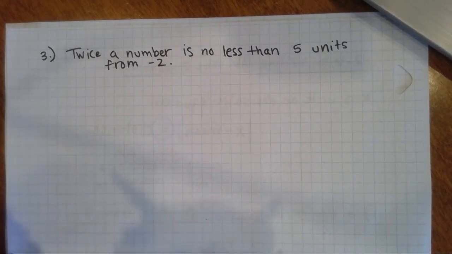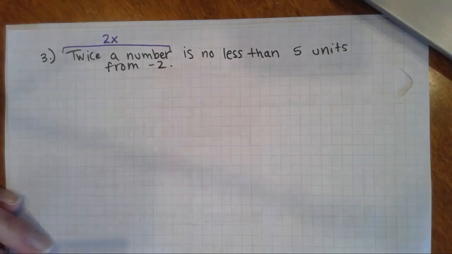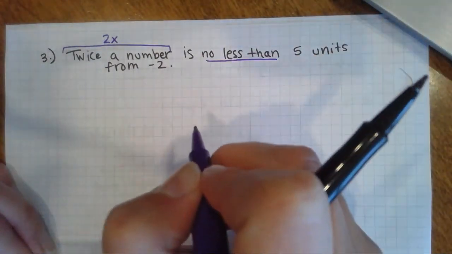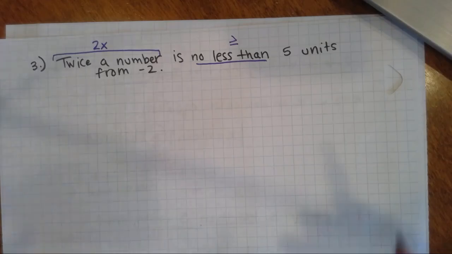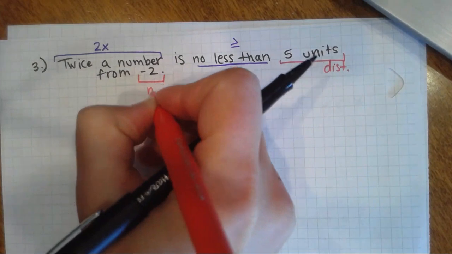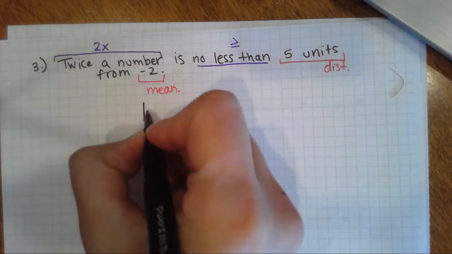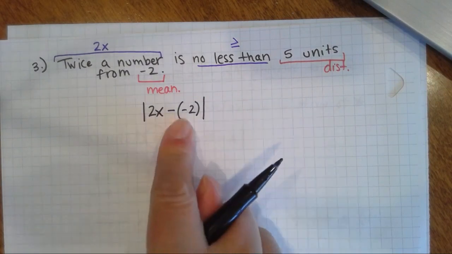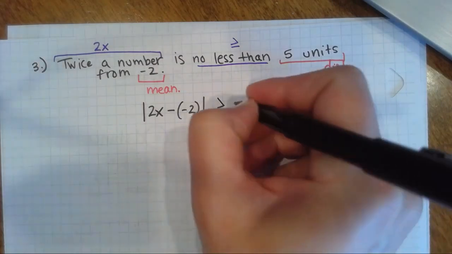So what do we have here? First, twice a number, we would write that 2x, right? Twice a number is 2 times that number. Is no less than. No less than means greater than or equal to. 5 units is our distance. And negative 2 is our mean in this case. Okay, using our same formula, we'll do the absolute value of 2x minus negative 2, x minus the mean, is no less than, so greater than or equal to 5.